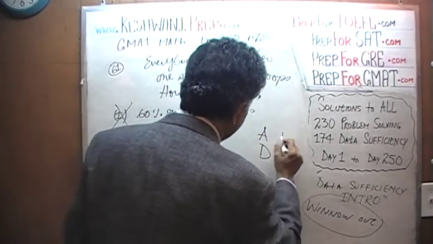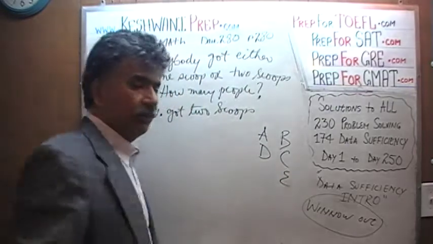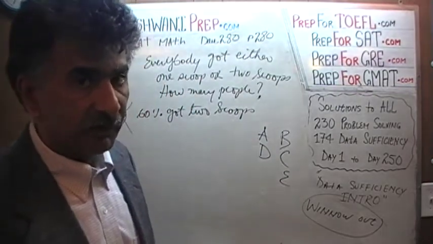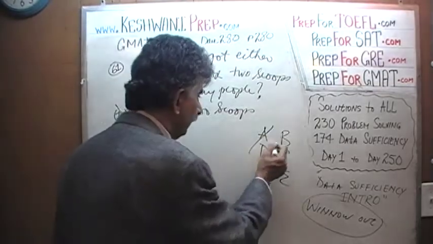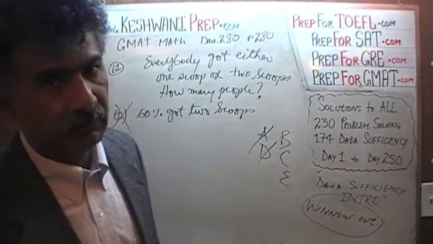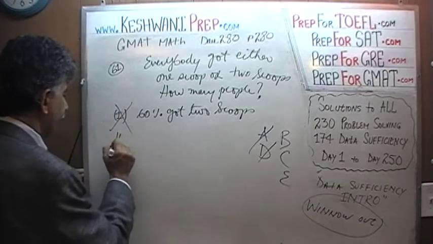A, D, B, C, E. Because we just established that the first statement by itself is not sufficient, we know now that the answer cannot be A or D. It would have to be either B, C, or E. Let's look at the second statement.